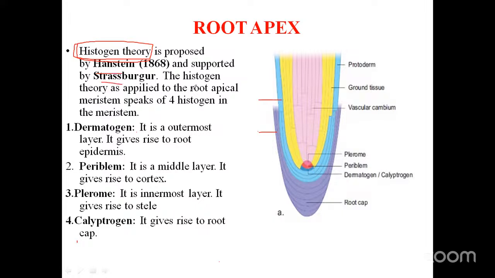Histogen theory is applied to the root apical meristem, where there are four histogen meristems here. But in shoot only three meristem regions, but in root four regions. Let's see what is the extra region here. Dermatogen is common like in shoot apex, periblem common, plerome common, and the function is also the same. Dermatogen, outermost, gives epidermis; periblem gives cortex; plerome gives stele.